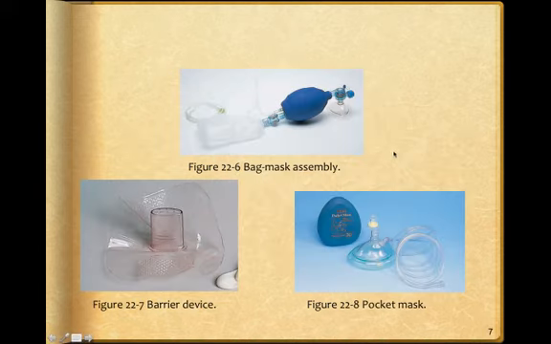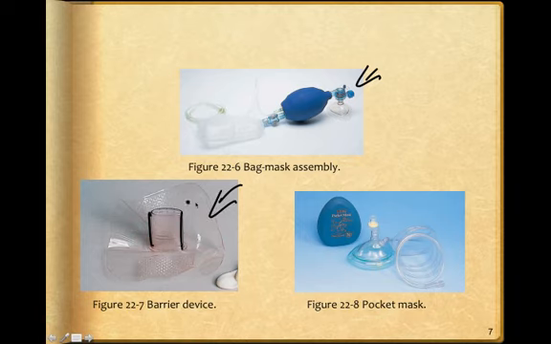BVM assembly, bag valve mask device. Barrier device, and this would be not quite a pocket mask, but this area here is for a bite block, and this will cover and protect you. One-way valves are generally implemented. This is an actual pocket mask where you can supplement, via this oxygen tube, the amount of oxygen delivery you're giving them.